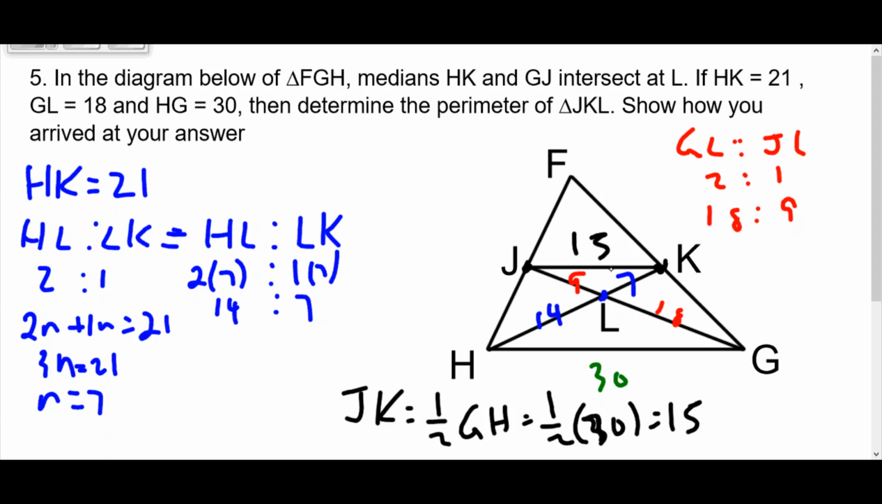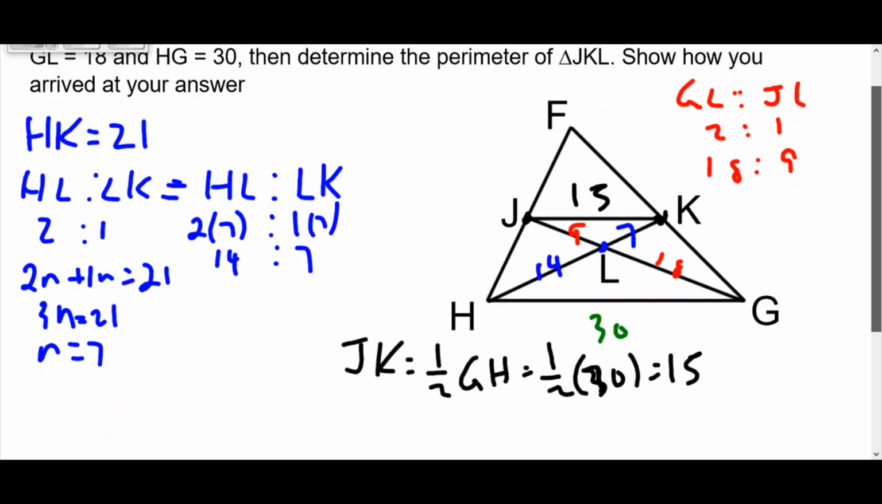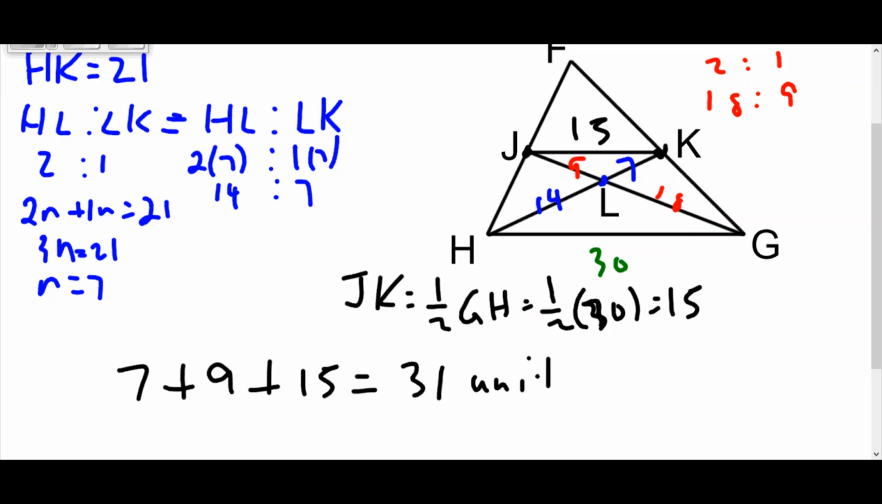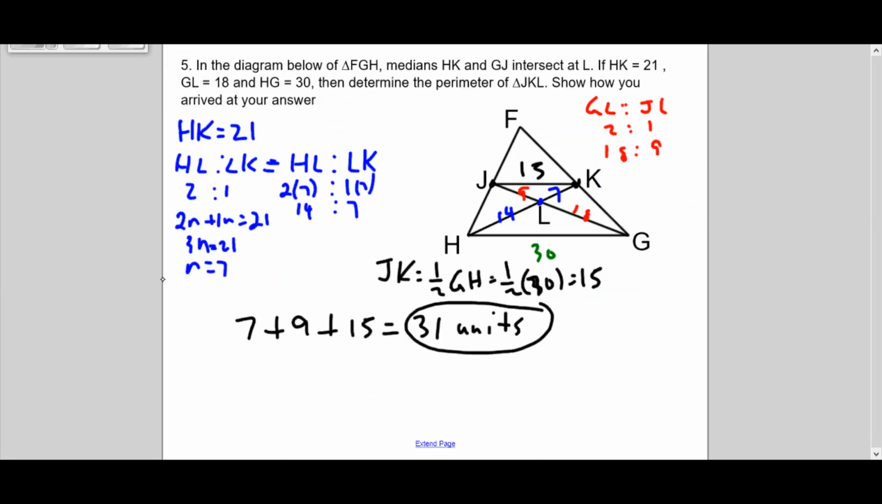Okay, so we're looking for the perimeter. Let's scroll down a little bit. So here we see that the perimeter of JKL will be 7 plus 9 plus 15. And so here we have 16 plus 15, which is going to be 31 units. That's our perimeter. If you want to get a picture of the whole thing, I'll take the full screen. There you go. All right.